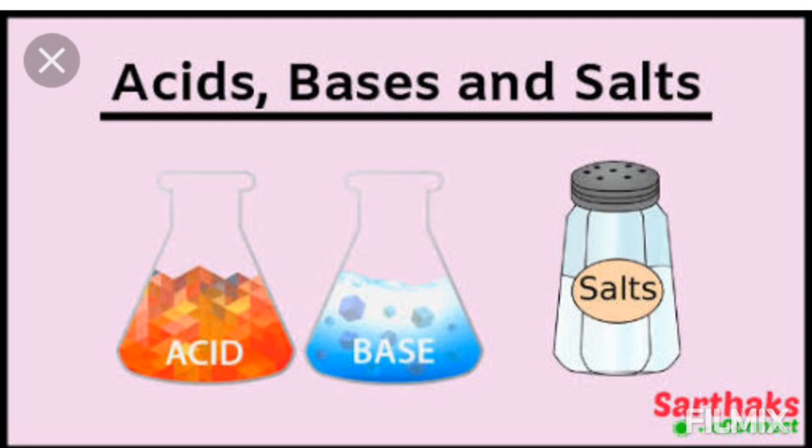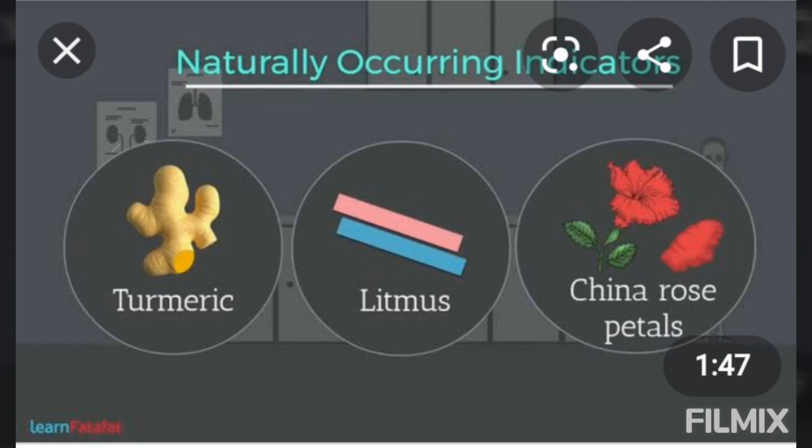Then we discussed the natural indicators, the litmus paper and the turmeric. Litmus paper was prepared from the lichen plant and turmeric is a natural indicator which is found in the kitchen. For acidic solution, it remains the same, and for basic solution, it turns the yellow turmeric to reddish brown, which shows that turmeric is an indicator which is used to test whether the substance is acidic or basic.